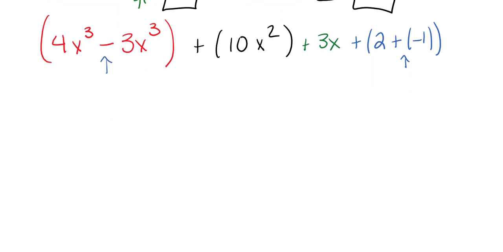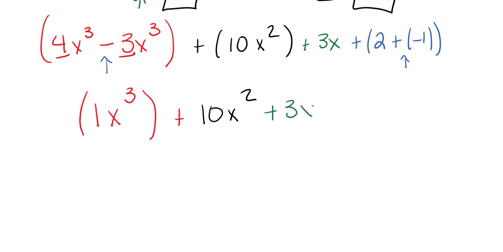So now let's go ahead and start to solve. So we have 4x to the third minus 3x to the third. Well, all we do is look at the numbers in order to solve for this. We have 4 minus 3, so then that's just 1 x to the third. And then we're done. Then we don't need to do anything with the 10x squared because we can't add it to any others, because there's no other variable like it. Then we have plus 3x. And then we have the numbers. So we can go 2 plus negative 1. So that would just be plus 1.